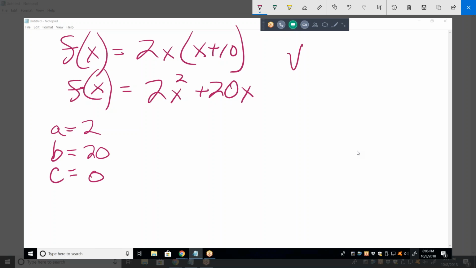So the x coordinate of the vertex, which I write like this, your teacher might not write it like that, but I think that defines it perfectly. So what is this? Negative b, so -20 over 2 times 2.